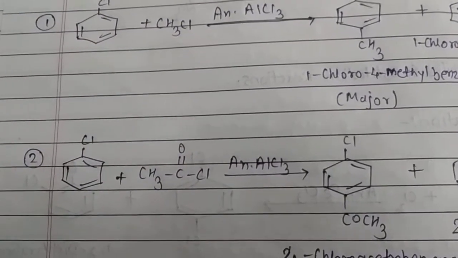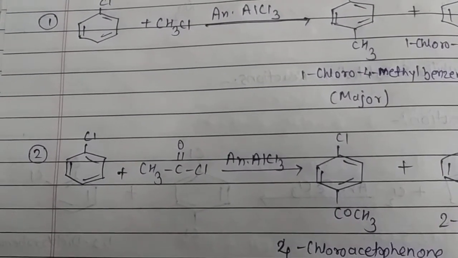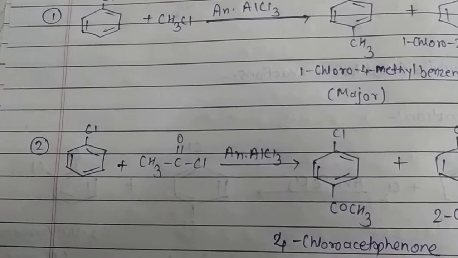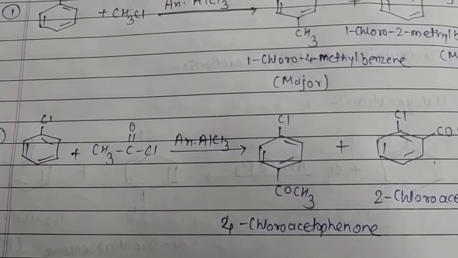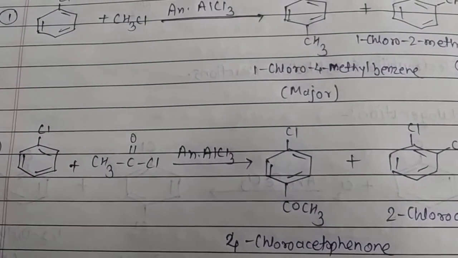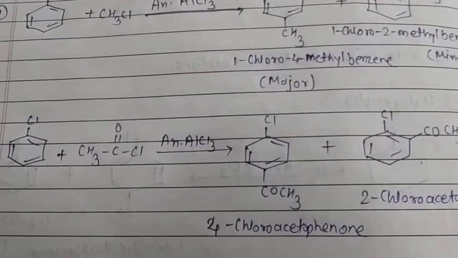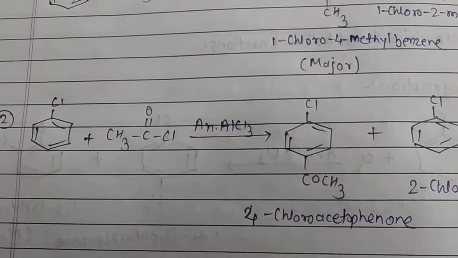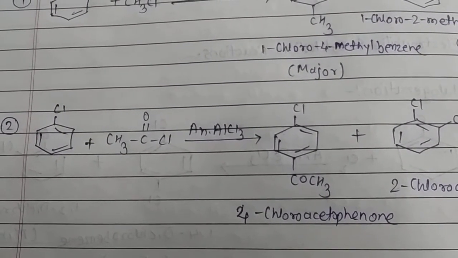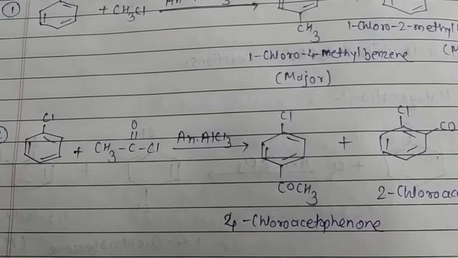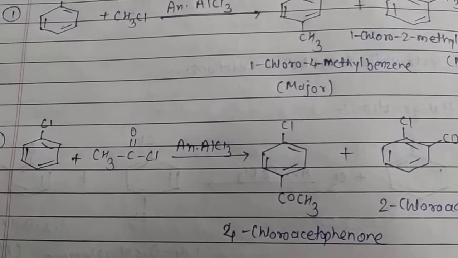Similar to this, another reaction, chlorobenzene plus acyl chloride CH3COCl in the presence of anhydrous AlCl3, will give 4-chloroacetophenone. So again ortho and para products are formed and para is the major product. So 4-chloroacetophenone, that is COCH3, is the major product and 2-chloroacetophenone is the minor product.